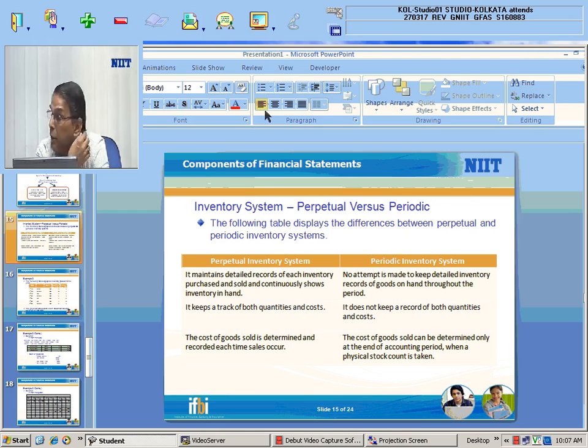Which system to be followed is not prescribed under IAS 2. The business can follow either the perpetual method or the periodic inventory system method, depending on their process, their system, etc. So we'll see examples of both these, perpetual inventory system and periodic inventory system, detailed examples.